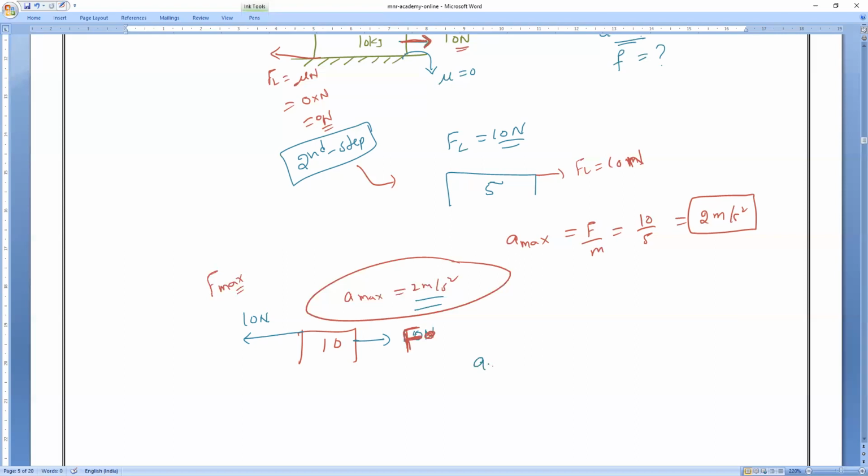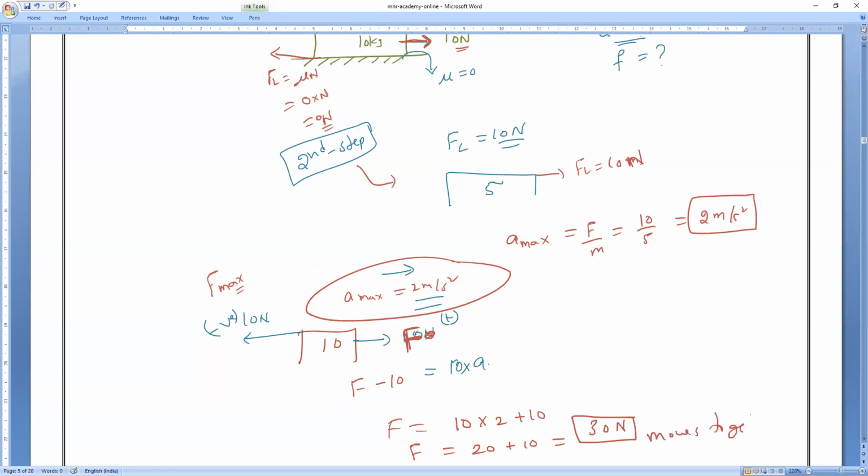So I can write the equation. 10 into a equals, on this side positive and on this side negative, as the direction of acceleration is in this direction. So the equation will be F minus 10 equals 10a. So F is equal to 10 into a, where a is 2, plus 10, which is 20 plus 10, so 30 newtons.